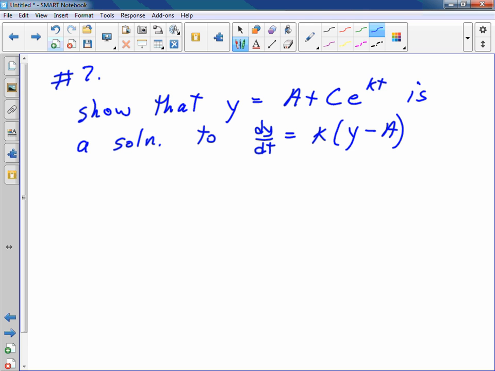This one's a little bit of a pucker factor. So once again, I start with y equals A plus some constant C e raised to the kt power, and I want to take the derivative of that. So dy dt of that is going to be what?